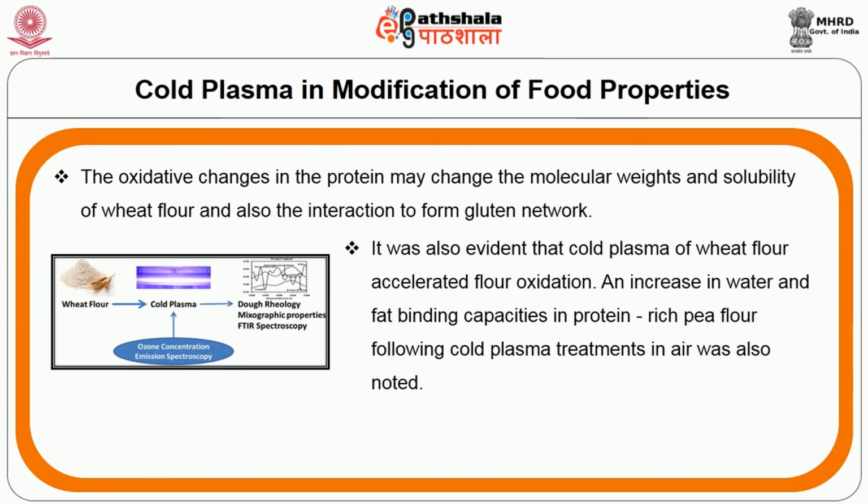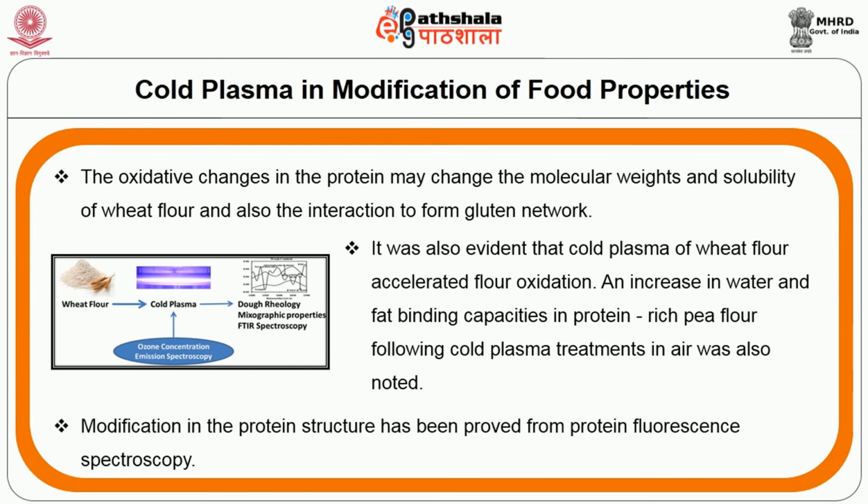An increase in water and fat binding capacities in protein-rich pea flour following cold plasma treatment in air was also noted. Such modification in the protein structure has been proved from protein fluorescence spectroscopy.